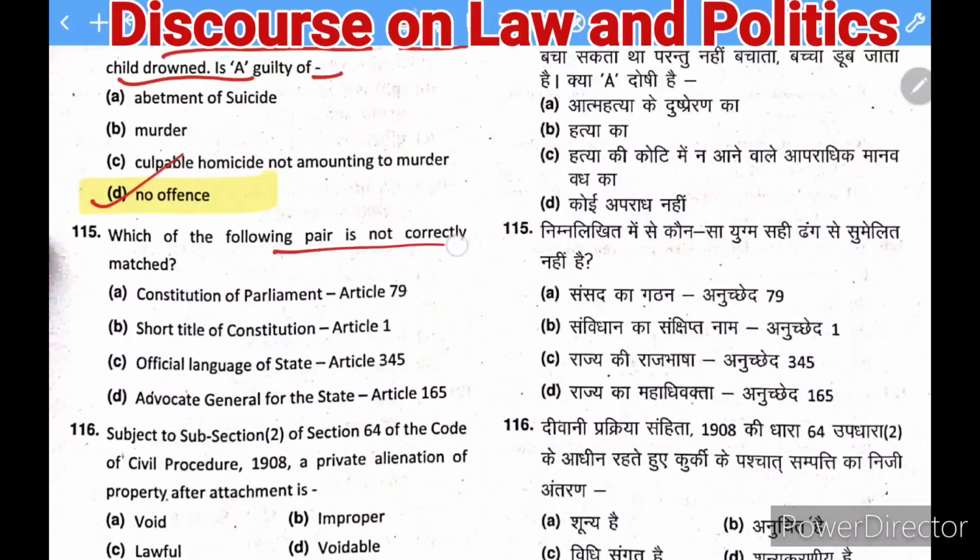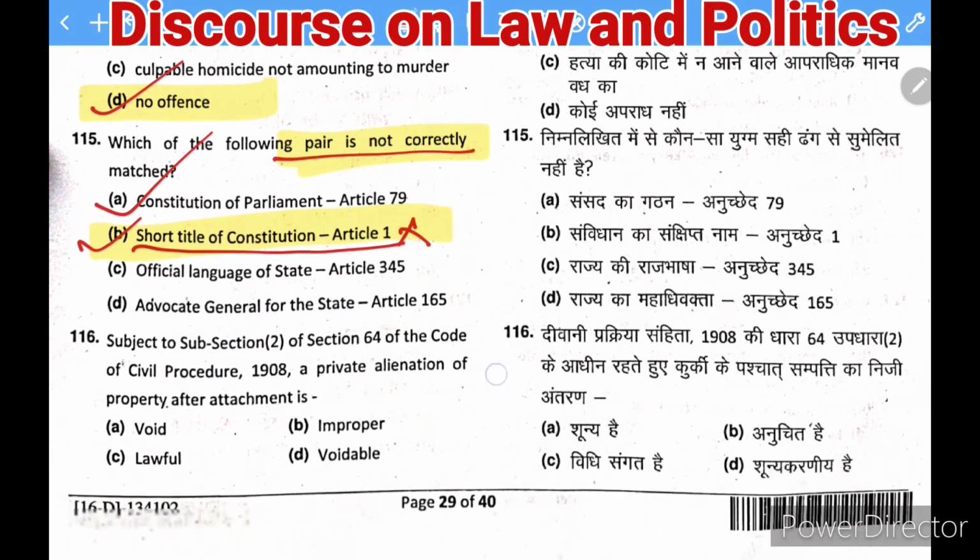Which of the following pairs is not correctly matched? So we have to see which is not correctly matched here. Article 79 is talking about the Constitution of the Parliament. Yes, that is right. The short title of the Constitution in Article 1 is not correct because it is about the Union of India, where the United States has been discussed. So it is incorrect. So this is not correctly matched. Moving to the next question.